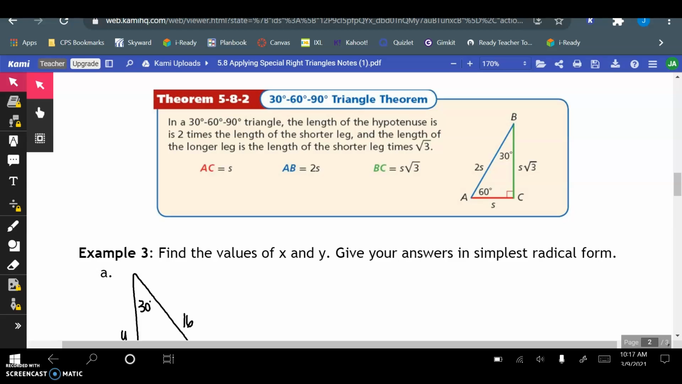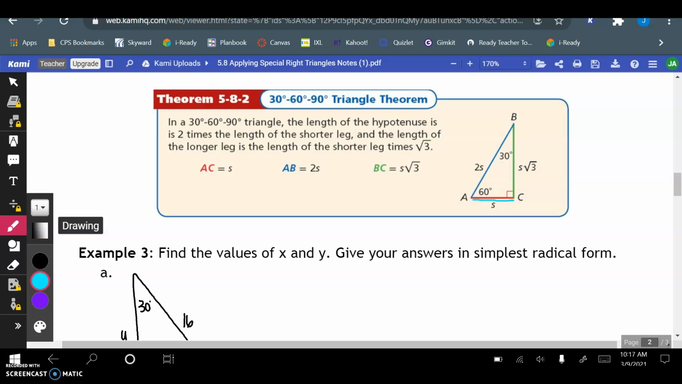It says the length of the hypotenuse is 2 times the length of the shortest leg. So S represents our shortest leg. And the length of the longer leg is the length of the short leg times the square root of 3. So this S value is involved in the hypotenuse and the longer leg. The hypotenuse is 2 times the length of that short leg, and the longer leg is that length times the square root of 3.